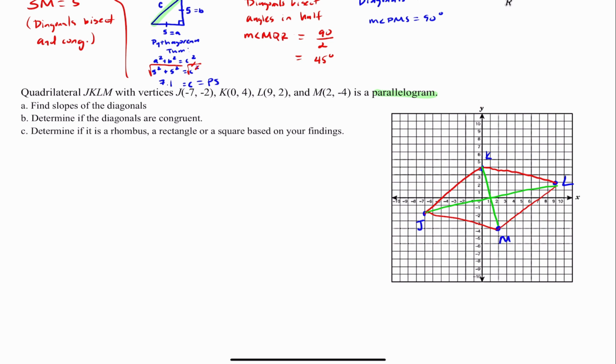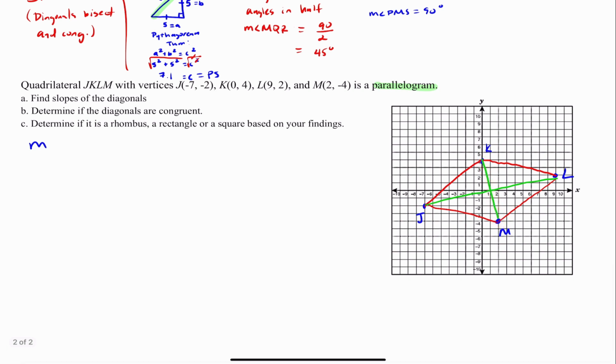I'm going to go ahead and find the slope. If they are perpendicular, then it can be a rhombus or a square. Can't be a rectangle. Okay, let's find that slope. The slope of KM is y2 minus y1 over x2 minus x1, which is going to give you negative 8 over 2, simplifies to negative 4.